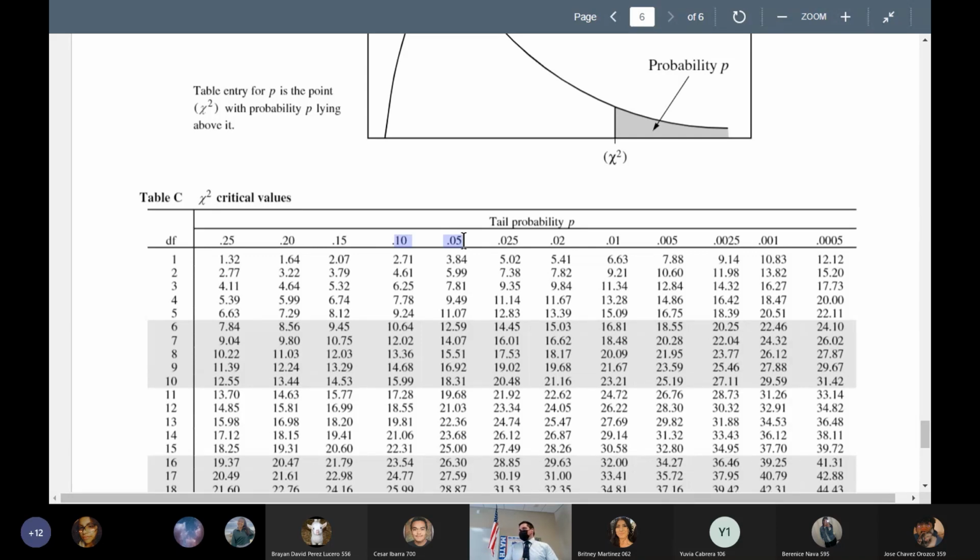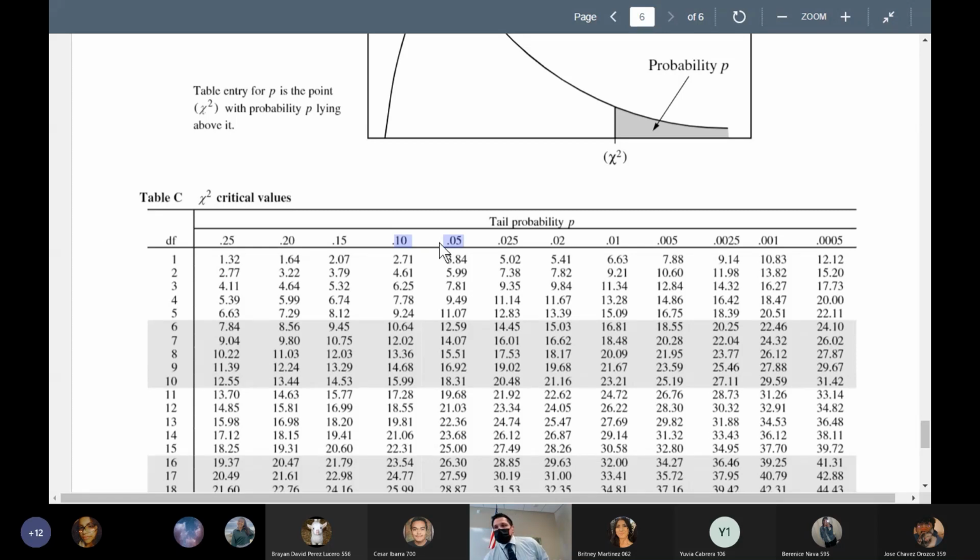We will not get an exact value for P. We're not going to have p-value equals something when we use table C. If we want an exact value, we have to use our calculator. We haven't seen how to do that yet. So we get a range between 0.05 and 0.1, which means the p-value is greater than 0.05 but less than 0.1.